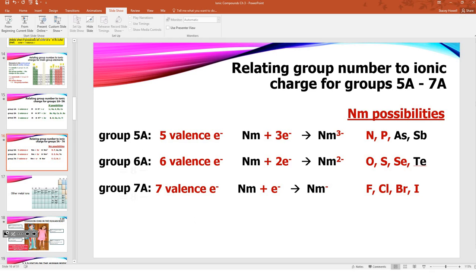If I go this way, I'm trying to add to get to 8 because I'm past that midpoint of 4. So if I'm on valence group 5A, which basically on your chart is 15, I take away 10, that has 5 valence electrons, and I need 3 more to get to 8. 6, I need 2 more. 7, I need 1 more. And it tells you the columns. So nitrogen's family, which is also known as the pnictogens, oxygen's family, known as the chalcogens, and fluorine's family, known as the halogens.